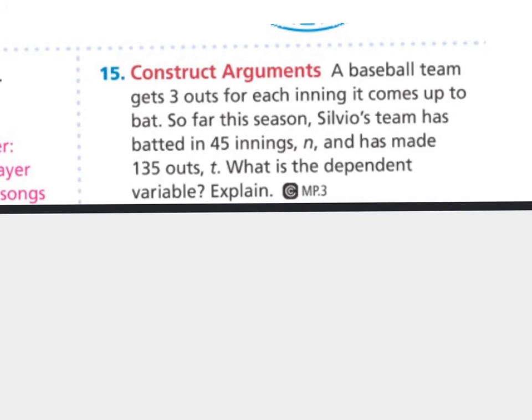Number 15, a baseball team gets 3 outs for each inning it comes up to bat. So far this season, Silvio's team has batted in 45 innings and has made 135 outs. What is the dependent variable? So options are the innings or the outs. And the question, which one of those is dependent on the other one?